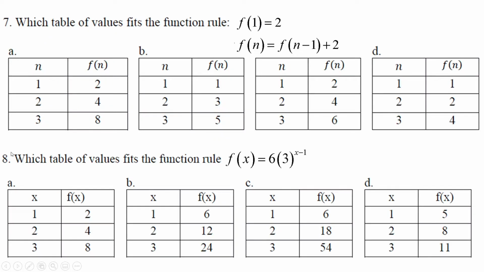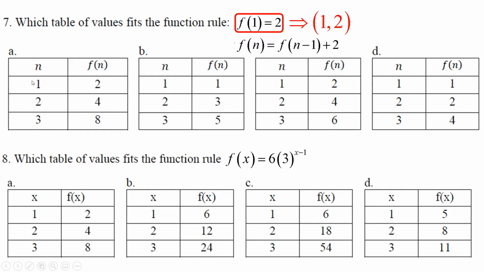Okay, next slide. Number 7 and number 8. So, number 7, which table of values fits the function rule f of 1 equals 2, and f of n equals f of n minus 1 plus 2? All right, this is a recursive formula, and I've been telling you that a recursive formula is nothing more than shorthand for a table. And they have given us 4 tables down here. Which one's the correct one? Now remember, your initial condition in function notation, f of 1 equals 2, is giving me the point when x equals 1, y equals 2.